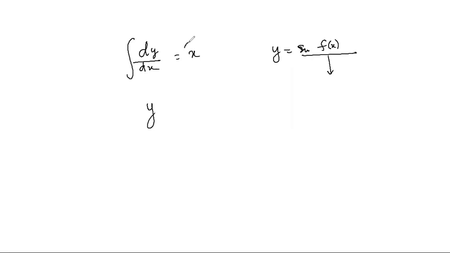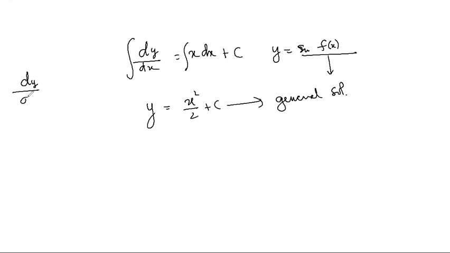Actually integrate. When you integrate, there will be a constant. So this will be x square by 2 plus c. This is known as the general solution. Why is it called the general solution? This was my differential equation. Why do you call this a general solution?